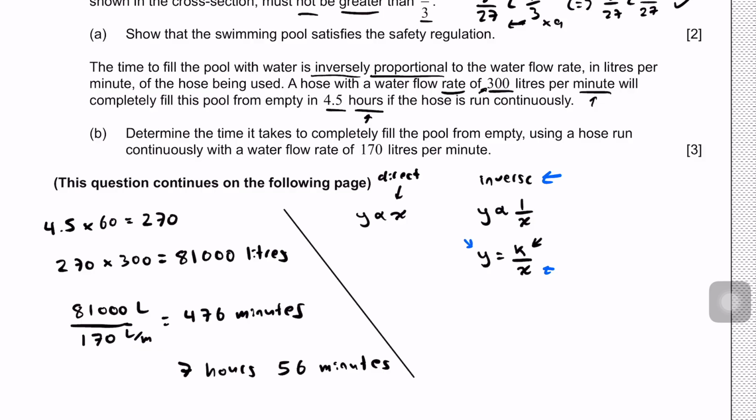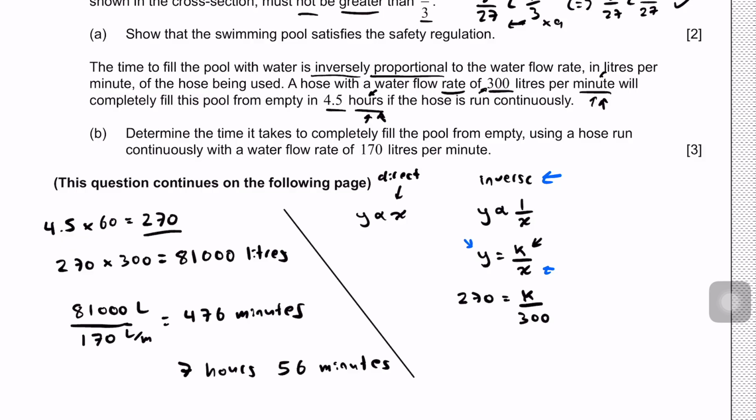So let's do this. They're still not in the correct units, we need to line these up. We need to make sure these are on speaking terms. This is hours, this is minutes. We need to make sure they're both in minutes or both in hours. I think it's going to be easy if we put them in minutes. So 4.5 hours is 270 minutes. 270 is equal to k over 300.